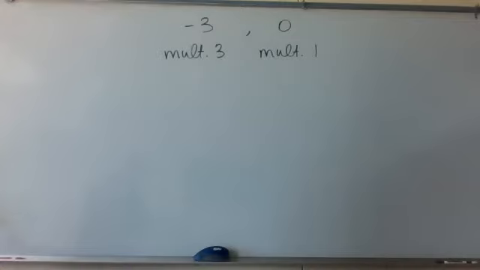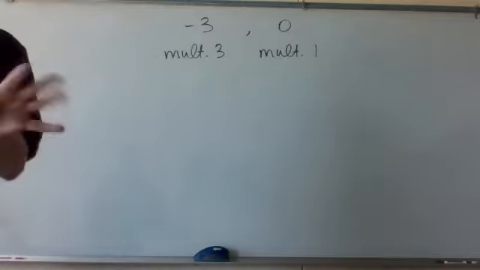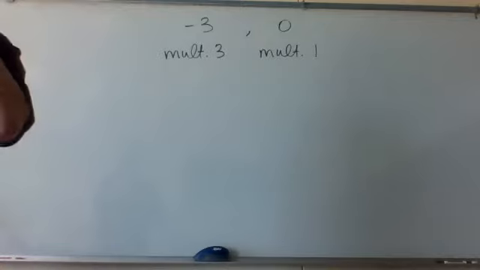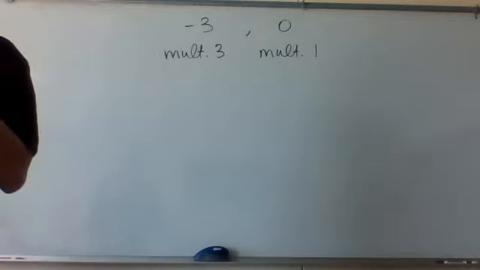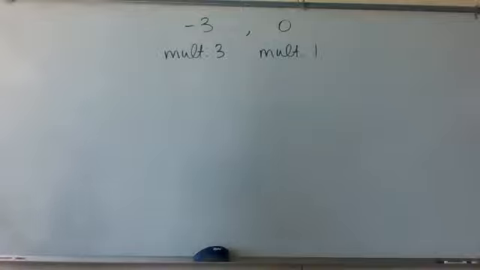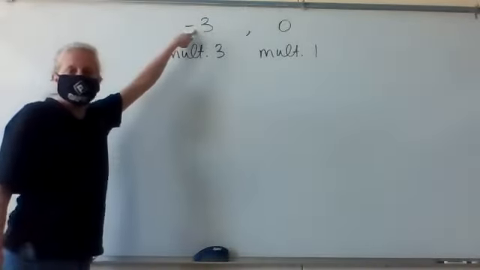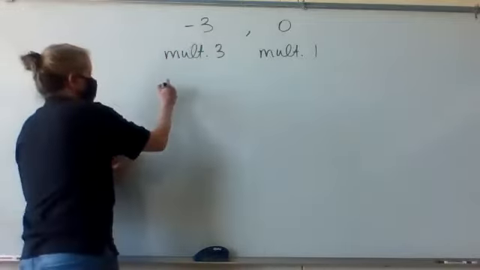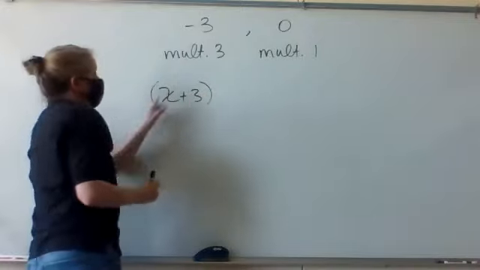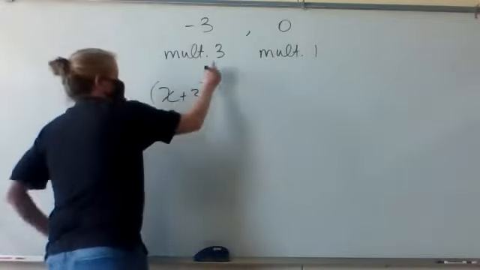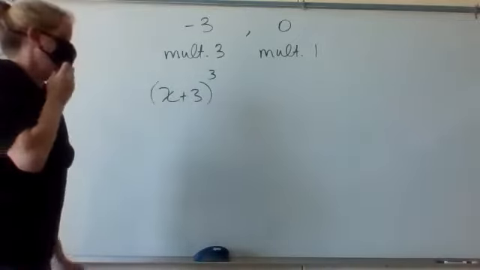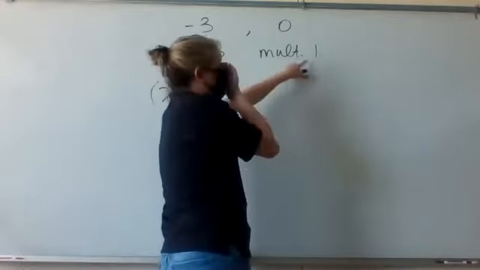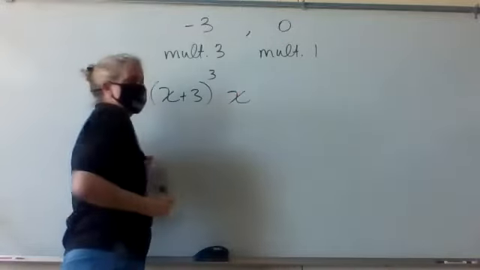It says find a polynomial function of degree 4. Yeah, it's going to end up degree 4, x to the 4th, after I do the multiplying together. If this is the 0, what factor did it come from? X plus 3. Its multiplicity is 3, so its exponent is 3. Now this one's not too bad, right? Multiplicity 1 comes from just x.